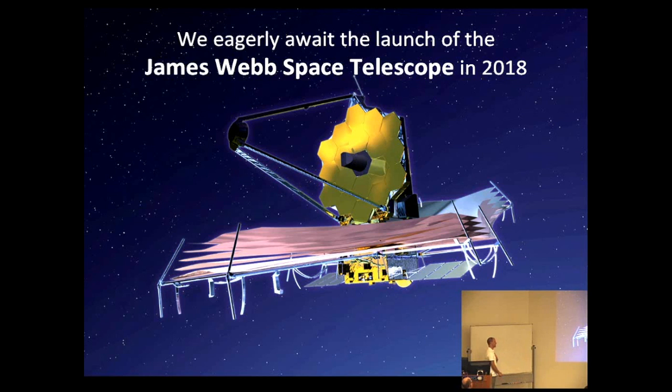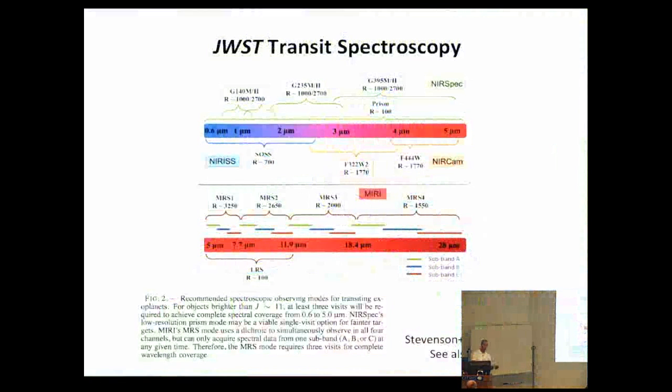So hopefully this is a sentiment that you all share. We eagerly await the launch of the James Webb Space Telescope late in 2018. JWST will revolutionize the area of transit spectroscopy because of its large collecting area to achieve higher precision measurements, its broad wavelength coverage with multiple instruments and multiple modes, and much higher spectral resolution. Uninterrupted observations. Man, I'm just going crazy here.